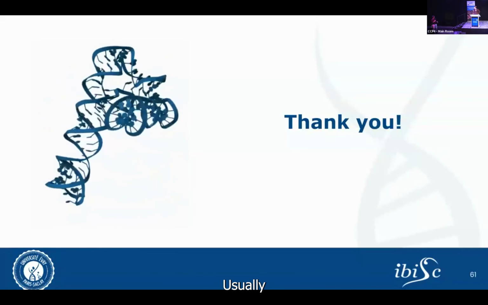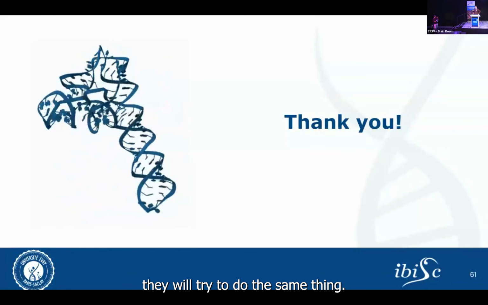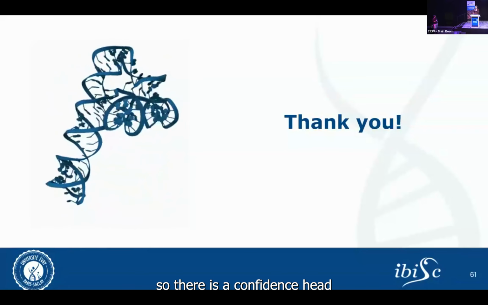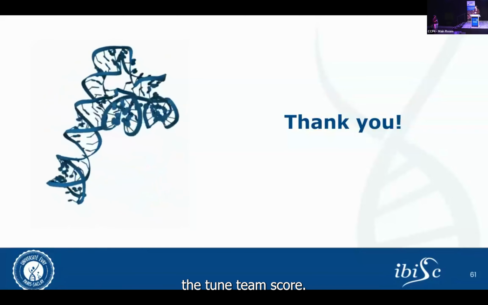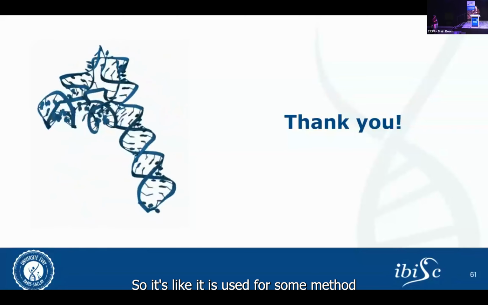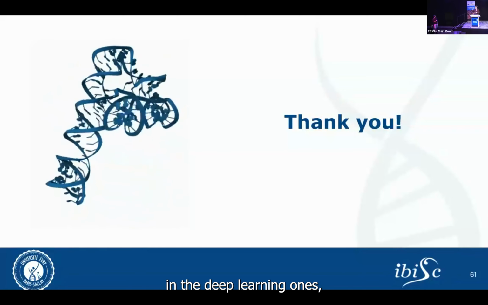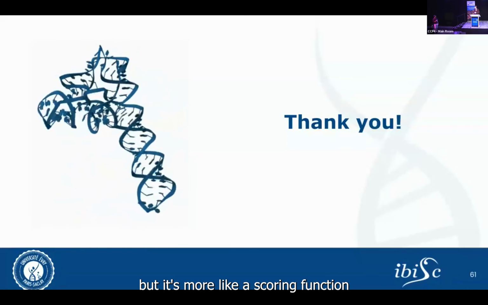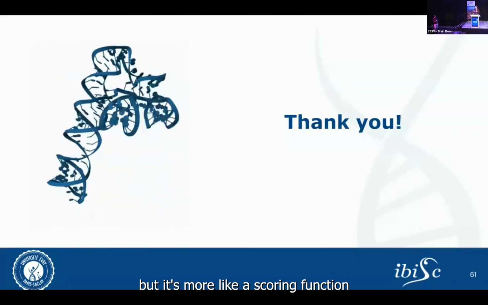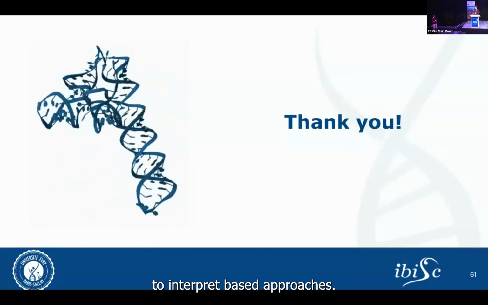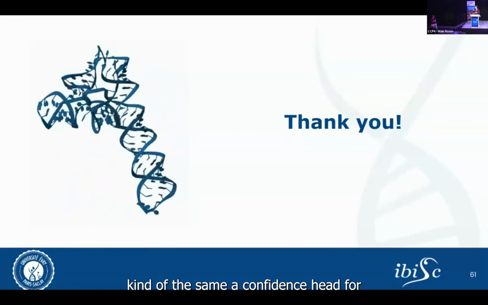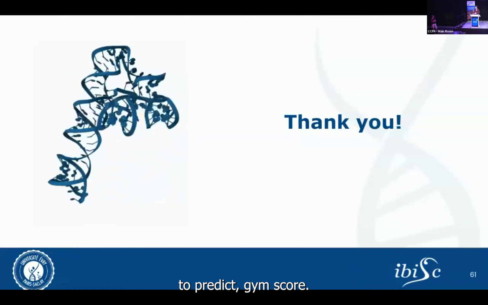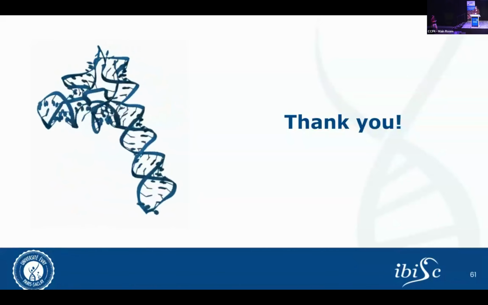So usually they will try to do the same thing as AlphaFold 2. There is a confidence head that will try to predict the LDDT and TM score. So it is used for some of the deep learning methods, but it's more like a scoring function for the ab initio and template-based approaches. But for the deep learning ones, yes, it's kind of the same confidence head to try to predict TM score and LDDT.